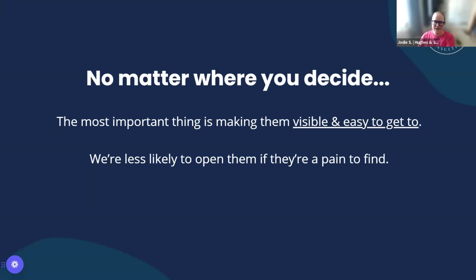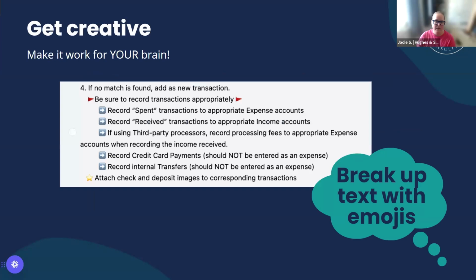All right, so that's the big picture. We always like to give you some creative, maybe out of the box ideas for how you can make this your own. So here are some additional examples and ideas, ways to get creative. The biggest thing here is make it work for your brain. What helps you? What helps your team?